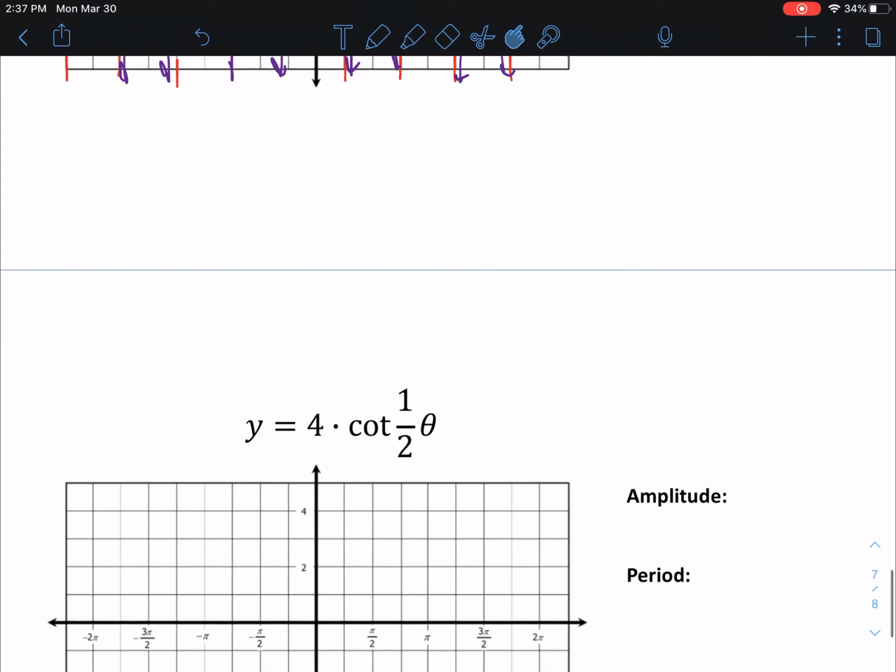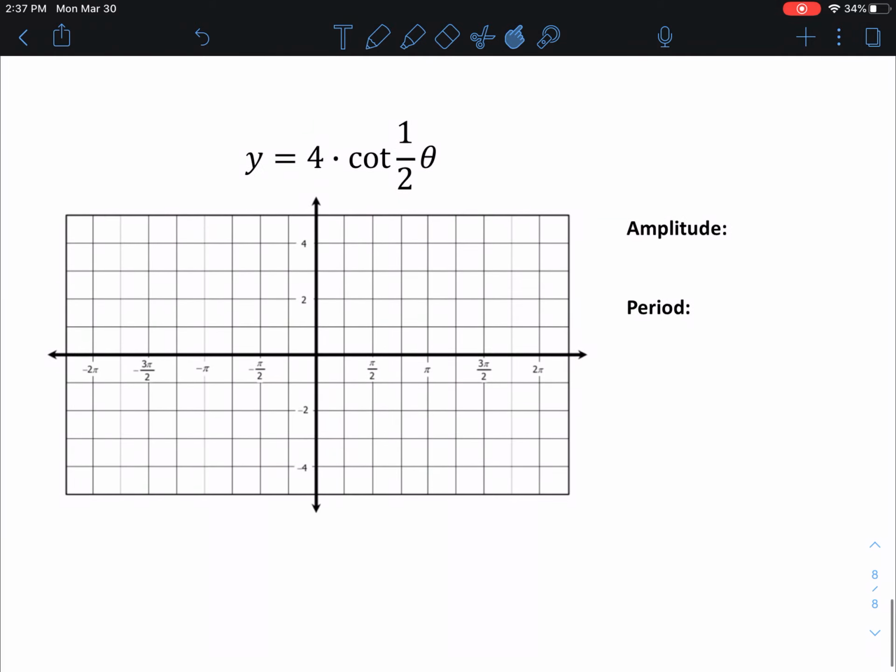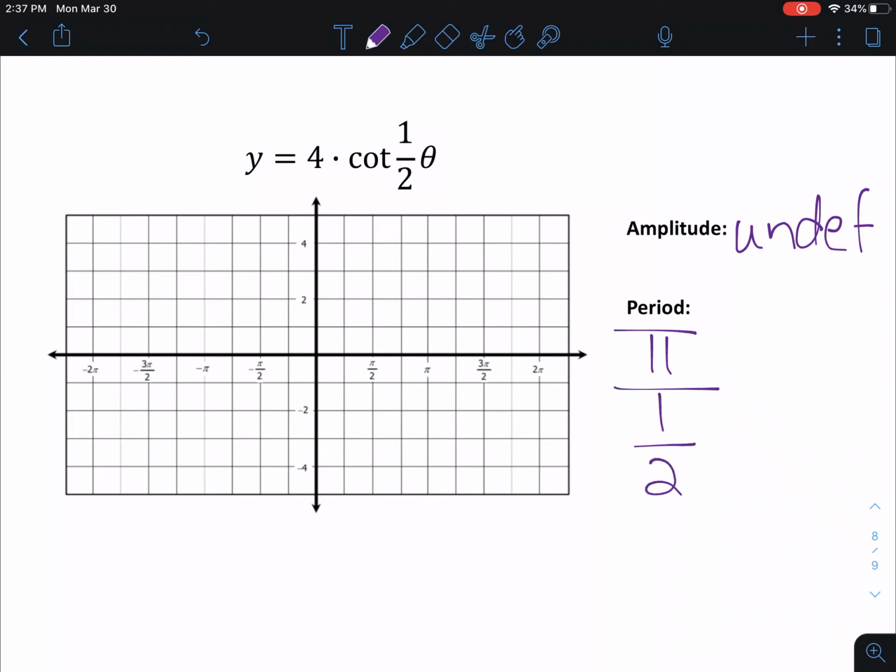All right, lastly, let's take a look at a cotangent graph. I think these are actually the easiest ones to graph, and hopefully that will make sense here in a second as well. Amplitude for this, once again, undefined. The period here would be pi divided by 1/2. So that's going to give us 2 pi.